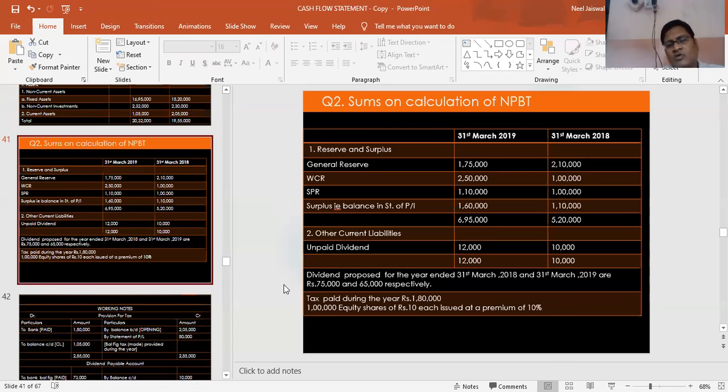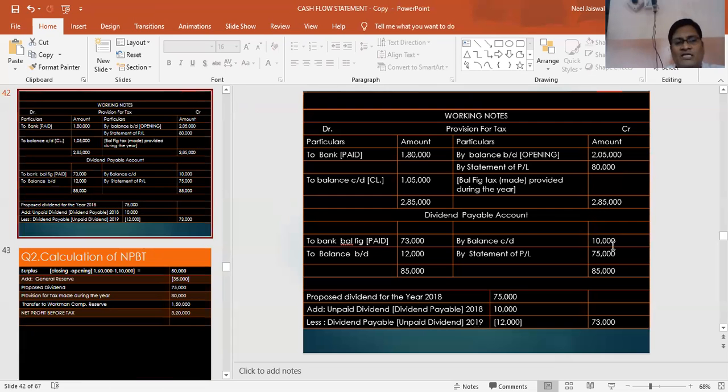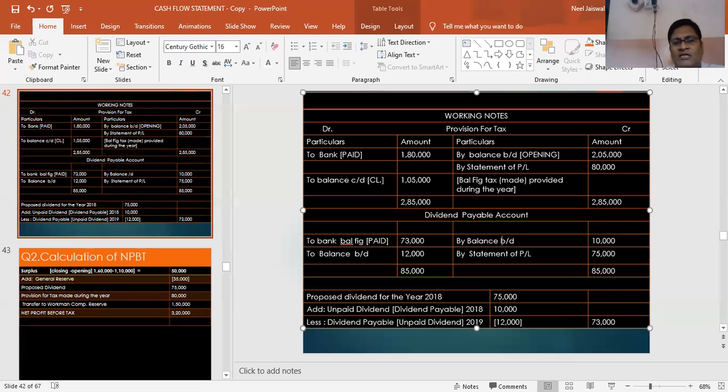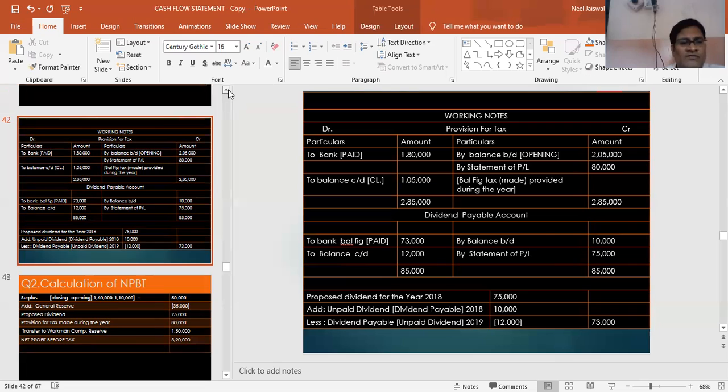18 is the opening, that is 75,000, and 65 is the closing. Payable, this is also a liability, so it will also close like this only. Liability side by balance carried down, by balance brought down will be the liability side, dear students. To balance carried down. Dividend payable. So let's see what was the dividend payable, whether I have taken the correct figures or not.